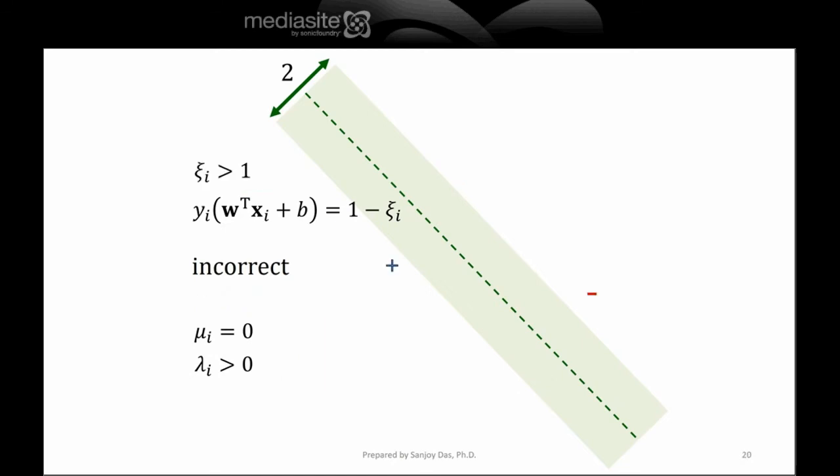Here, zeta I is now greater than 1 because they're on the incorrect side of the hyperplane. Errors are more than 1. Therefore, the first constraint is inactive. The second constraint is active, whence mu I equals 0 corresponding to the first constraint, and lambda I is greater than 0 corresponding to the second constraint.